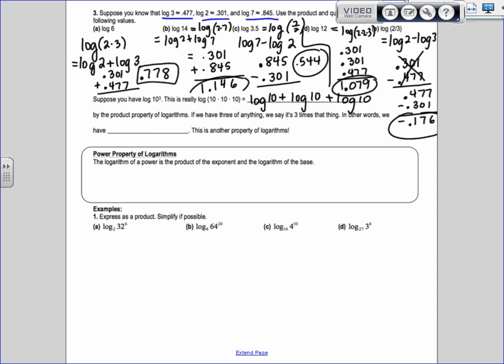Okay, but if we have 3 of something, like if I had x plus x plus x, I don't write it as x plus x plus x. I instead write it as 3x, right? So I have 3 log 10s added together. So I write it as 3 log 10. So think about that. We started with something that looked like this, log of 10 raised to the 3. And it became 3 times log of 10.